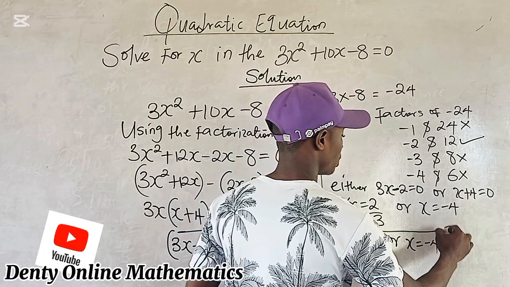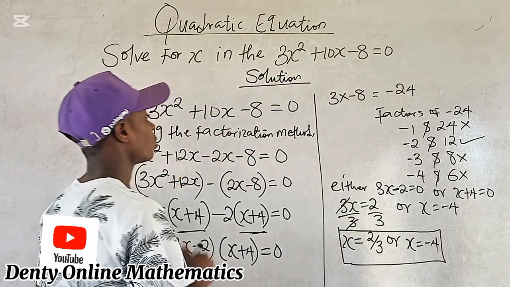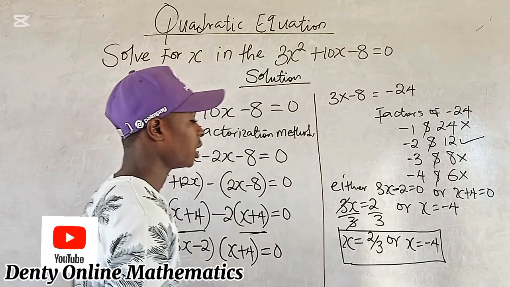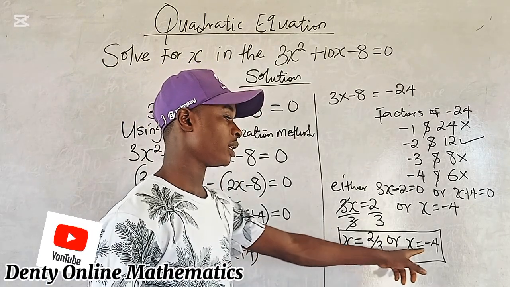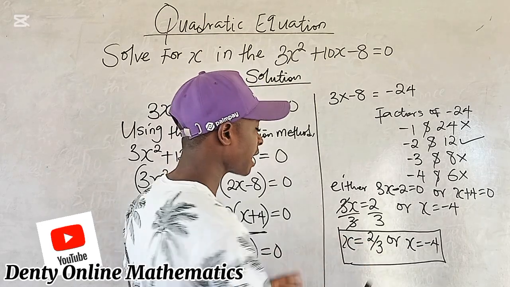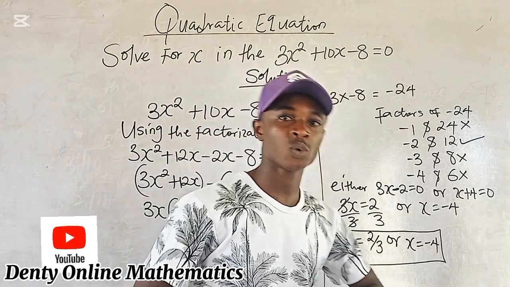Now, these are the two actual solutions to this quadratic equation. One of the solutions is 2 over 3, while another one is what? Minus 4. And these are the values of x that will satisfy this equation.